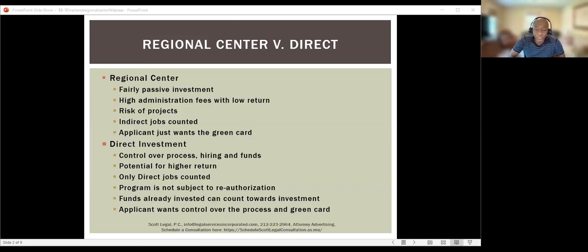Whereas under the regional center program, you can count what are called indirect jobs. So in that example that I used, where let's say there's a hotel that's being built, the people who are developing that hotel can get an economist to write a report to say, well, the hotel is going to be there.